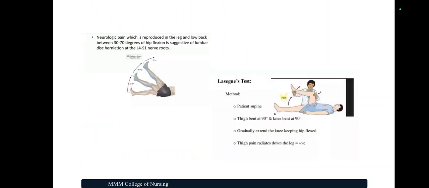So this is Lasègue's sign. You must ask the patient to lie down in the supine position. The thigh should be bent at 90 degrees and the knee bent at 90 degrees. Gradually extend the knee, keeping the hip flexed. When there is pain in the thigh which radiates down the leg, it is called positive.